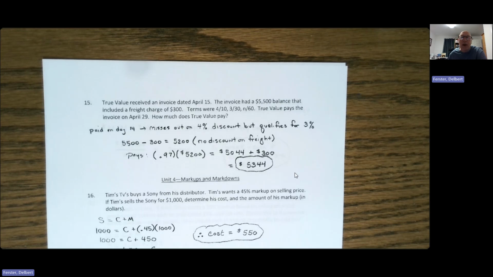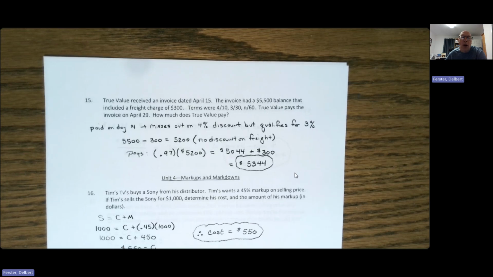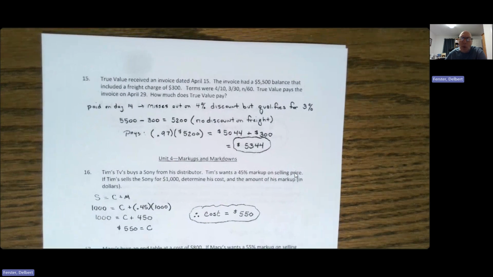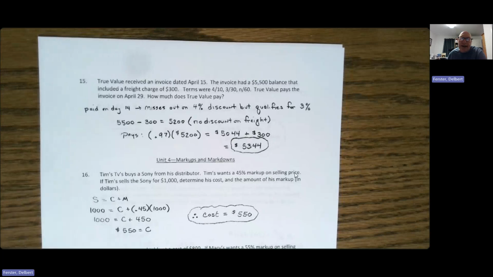As we move to 16, we move into unit 4, talking about markups and markdowns. So in all of these problems, we'll make use of a base equation that says selling price is equal to cost plus markup. We'll have to pay close attention to whether the markup is based on selling price or whether it's based on cost.